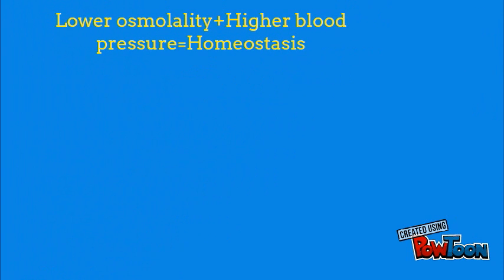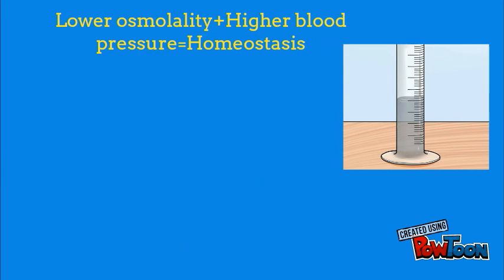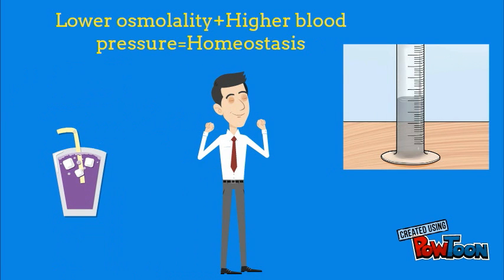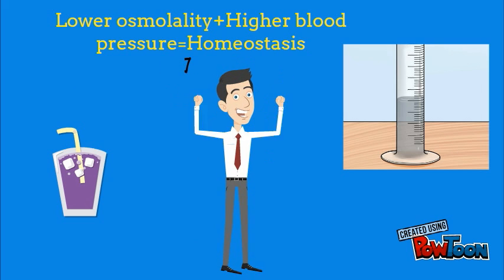Lowering osmolality and increasing the blood pressure will help the body return to homeostasis, or the set point for water volume in the body's cells and bloodstream. Whereas the person had thirst and did not urinate as much, they will be more hydrated and will urinate more frequently now.